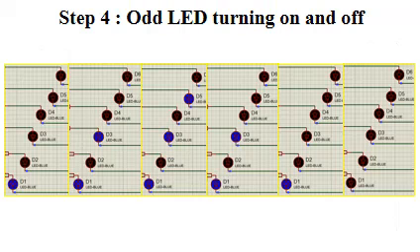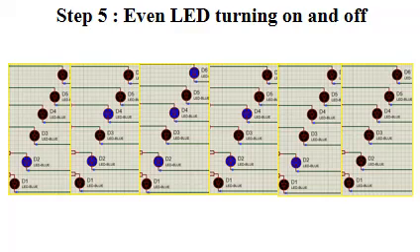Now it's time to come to the Proteus software to simulate the circuit. This left-sided image shows that the first one number pin connected LED is turned on. Then the next odd LEDs, which is third and fifth, will turn on sequentially with a delay of 600 milliseconds after each turning on. And in the alternative sequence, they will turn off.